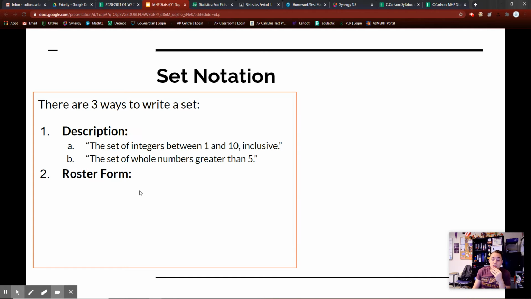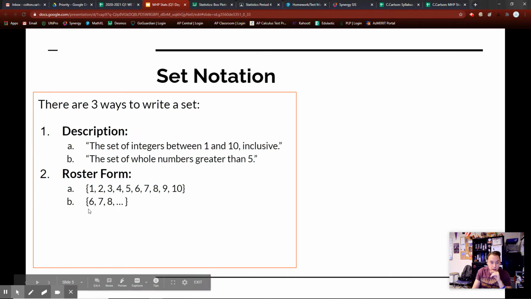There's also another way, the roster form. The roster form is just listing them out. I can list 1, 2, 3, 4, 5, 6, 7, 8, 9, and so forth. And I actually forgot 10 here. This is supposed to be 10 right here. So this A corresponds to that A. The set of integers between 1 and 10 inclusive also includes this. Actually, let me just finish that. All right, I just fixed it for you. And then B right here, B is greater than 5, but it's not equal to 5. So I have 6, 7, 8, and then I'll go 9, 10, 11, 12, and so on forever. So, like I said, this A corresponds to that A, and this B corresponds to that B.